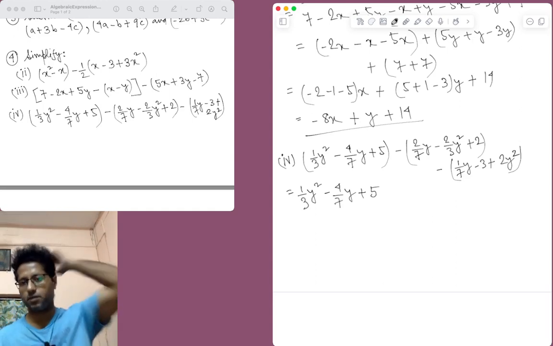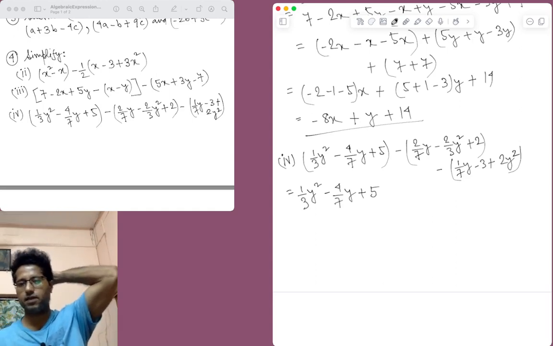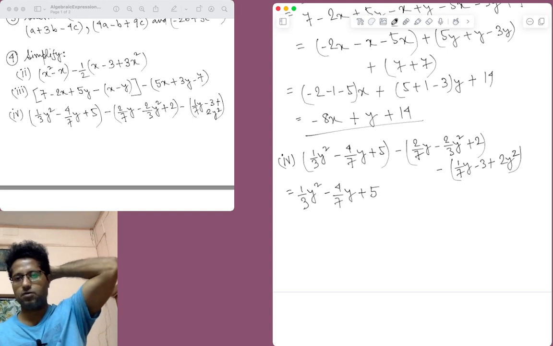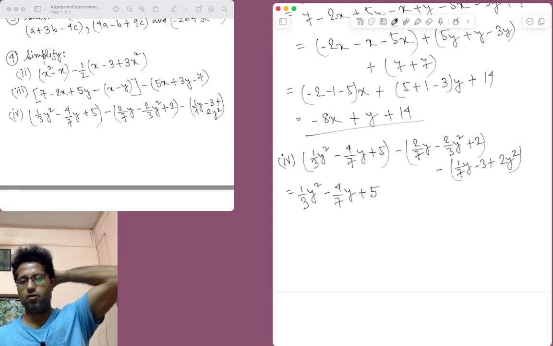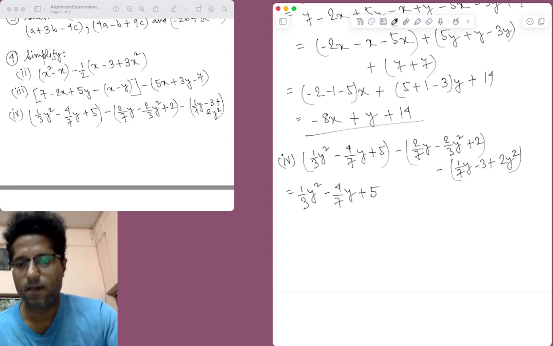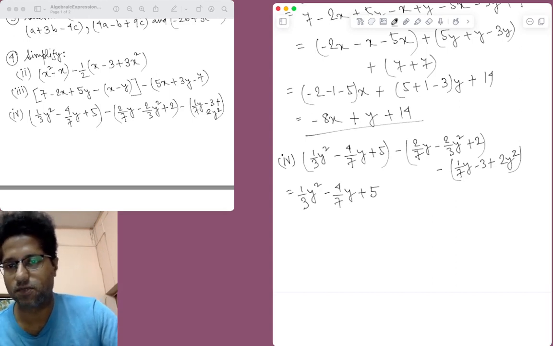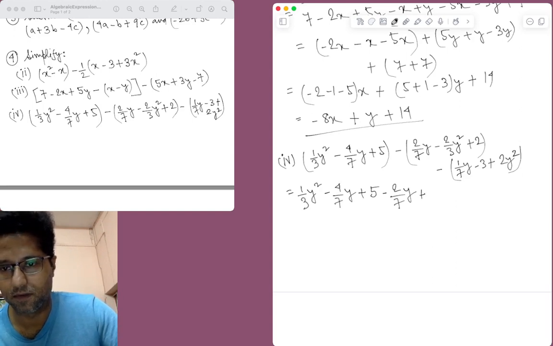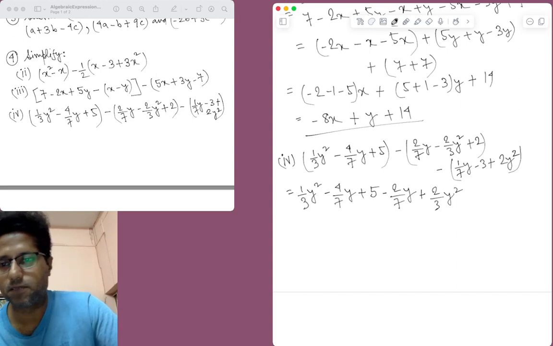Now the second grouping, we have a negative sign in front of it, so we will open it, but all its terms will change their sign. So 2 by 7 y will become minus 2 by 7 y. Minus 2 by 3 y square will become plus 2 by 3 y square. Plus 2 will become minus 2.